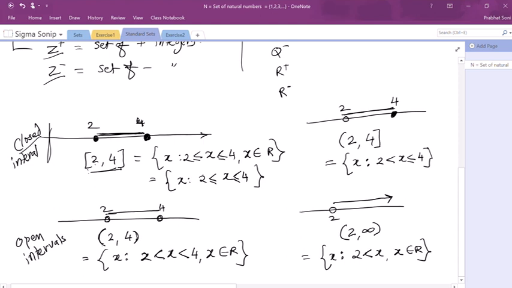So these are closed intervals and these are open intervals. That one is also open because you've got both these small brackets here. But this is a mixed one. On this end it's a closed interval, and on this end it's an open interval. So you can do that as well. You can mix and match.